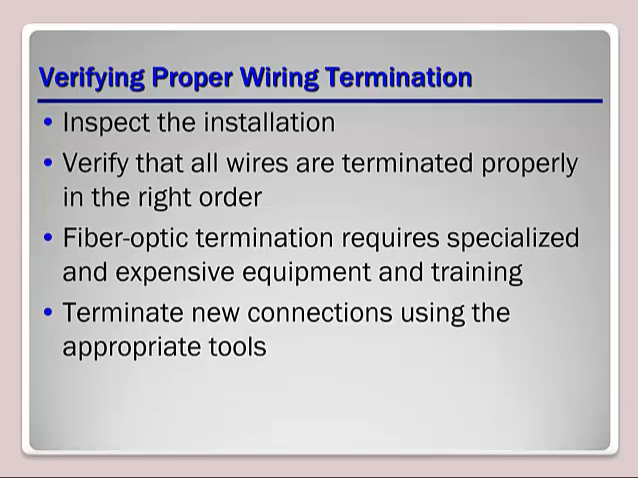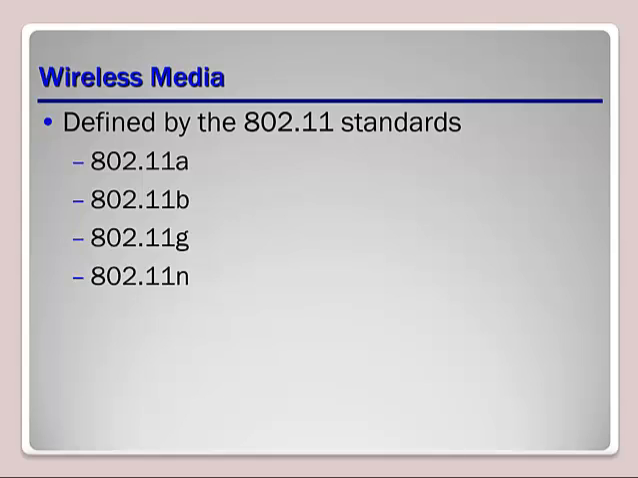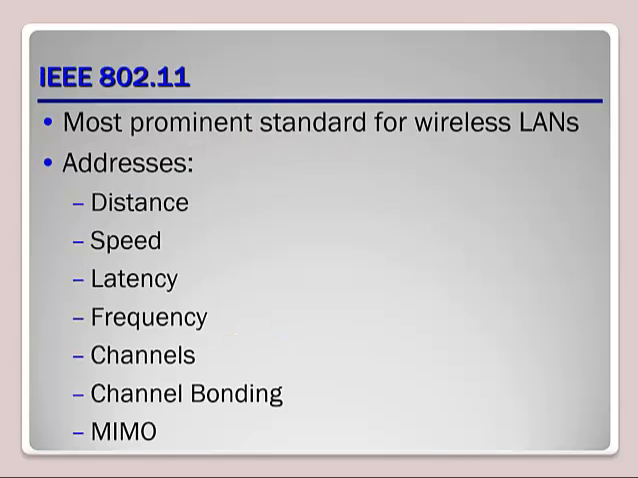All right, so moving on to wireless media. We talked about this in class the other day, and this is the 802.11 standards of wireless. That includes wireless A, B, G, N, and the new one that's not listed here, wireless AC, which involves gigabit wireless connections. Let's take a look at the next slide. Here we have 802.11's most prominent standard for wireless LANs: addresses and distance, speed, latency, frequency, channels, channel bonding, and MIMO.